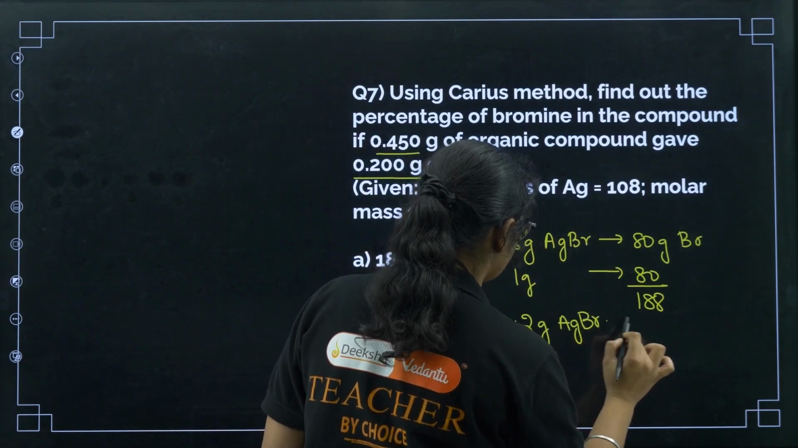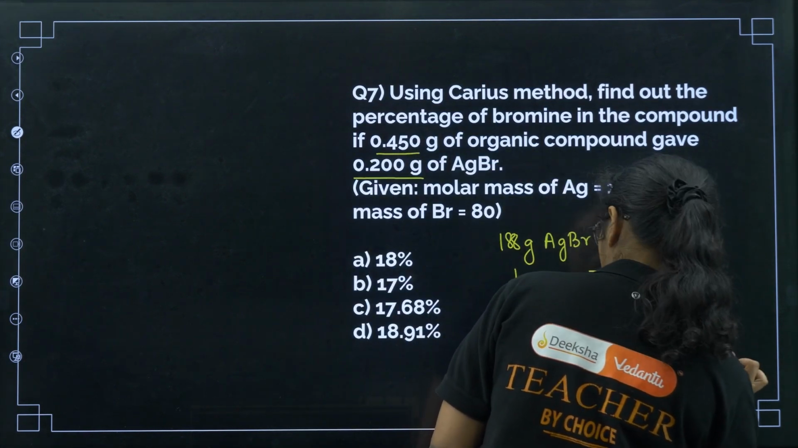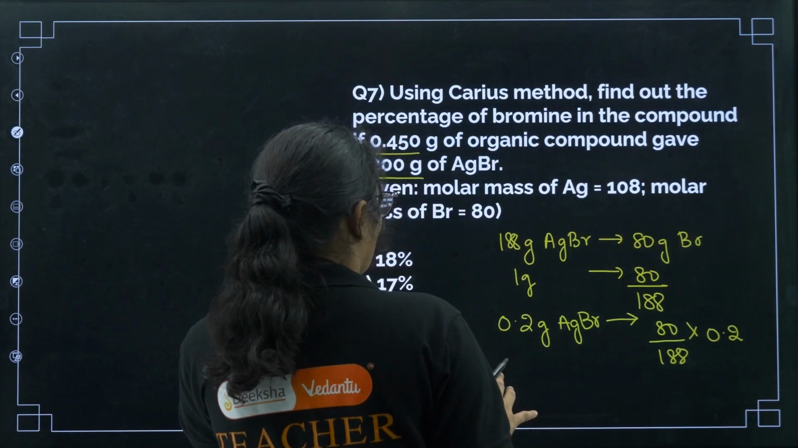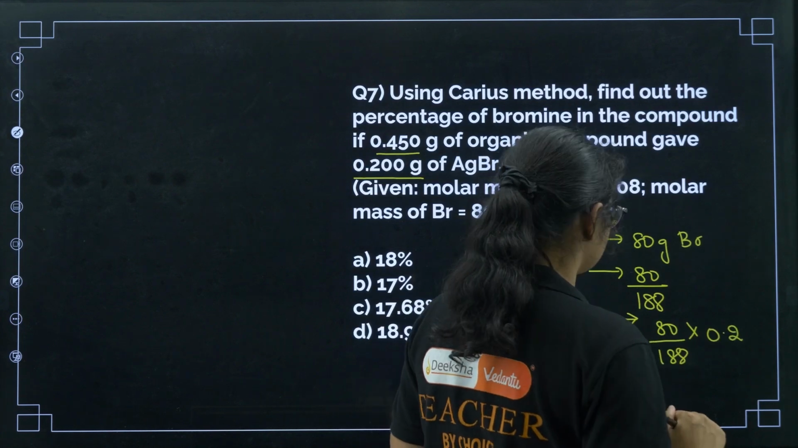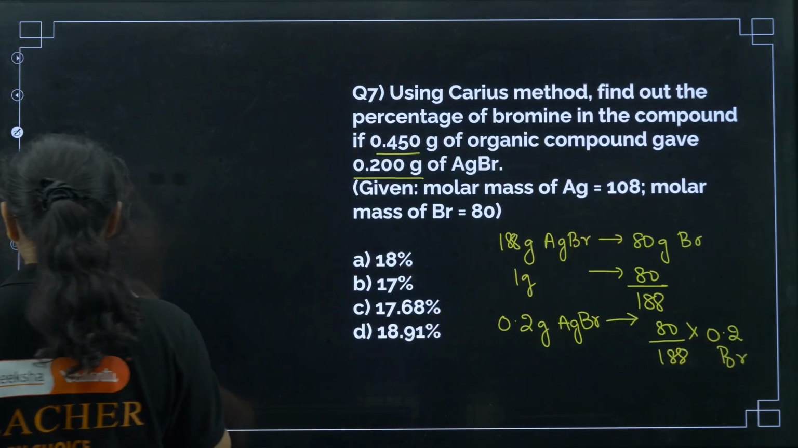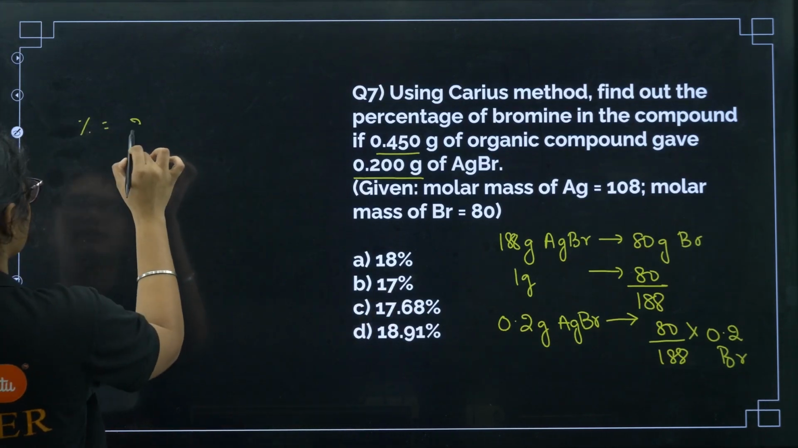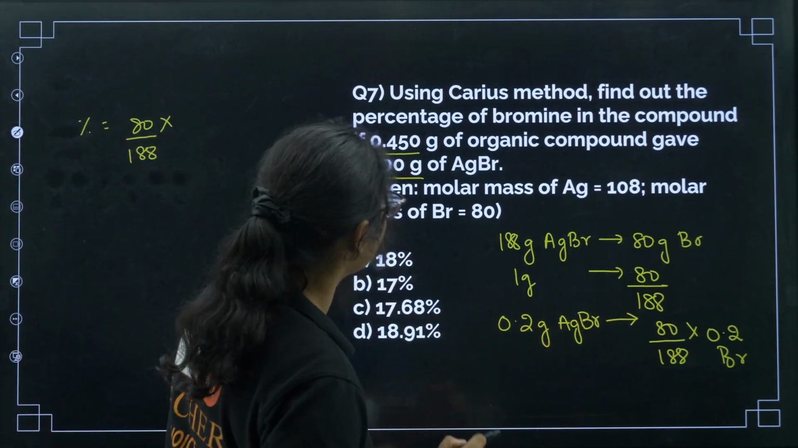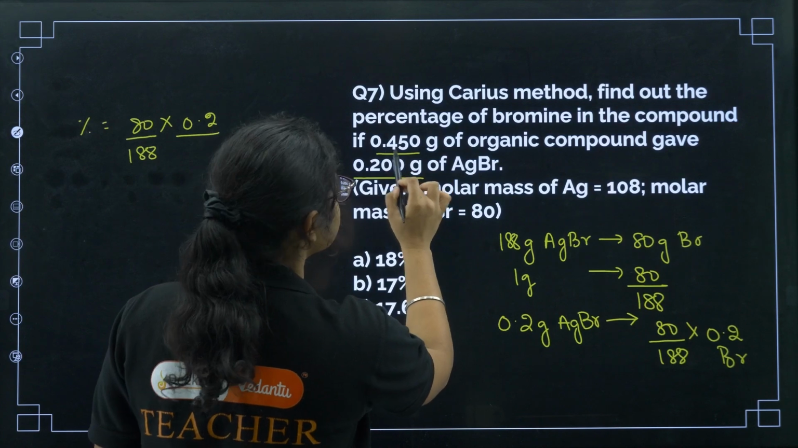In 0.2 gram of AgBr it will be 80 by 188 into 0.2. Okay, so this is the amount of bromine produced. Now if I want to calculate the percentage of bromine, so amount of bromine present, how much it is? 80 by 188, right, into 0.2, divided by the total mass of the compound, how much it is?